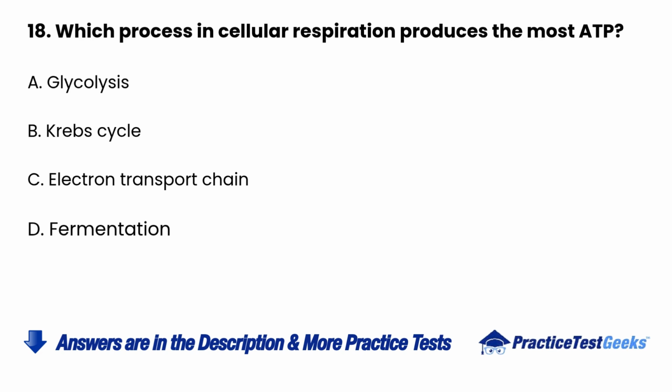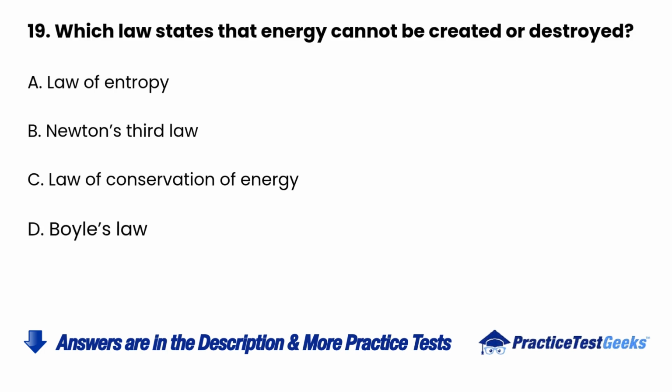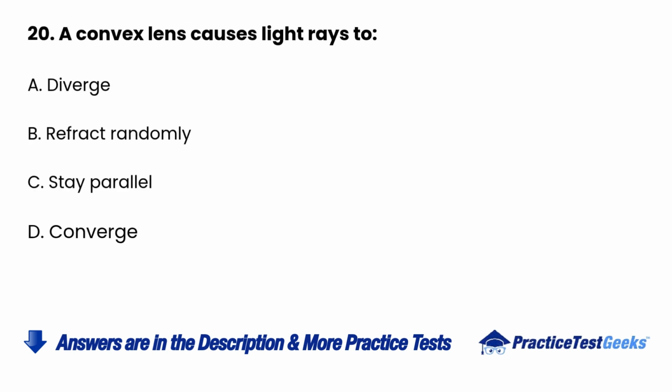A. Glycolysis. B. Krebs cycle. C. Electron transport chain. D. Fermentation. 19. Which law states that energy cannot be created or destroyed? A. Law of entropy. B. Newton's third law. C. Law of conservation of energy. D. Boyle's law. 20. A convex lens causes light rays to A.